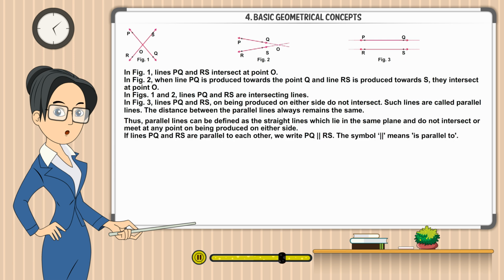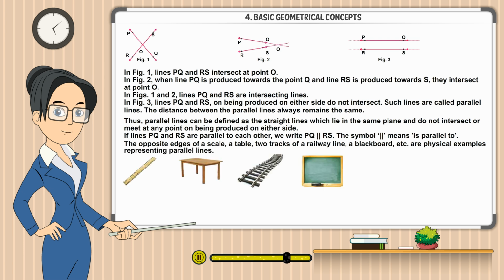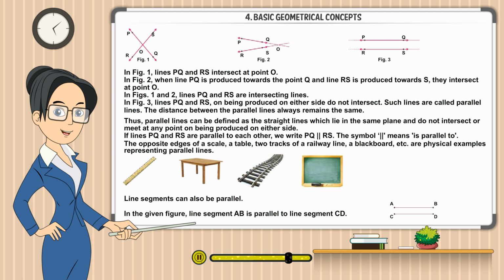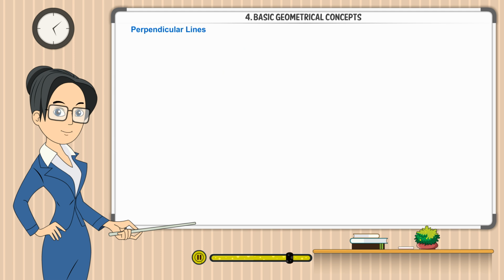If lines PQ and RS are parallel to each other, we write PQ parallel to RS. The symbol means is parallel to. The opposite edges of a scale, a table, 2 tracks of a railway line, a blackboard, etc. are physical examples representing parallel lines. Line segments can also be parallel. In the given figure, line segment AB is parallel to line segment CD.